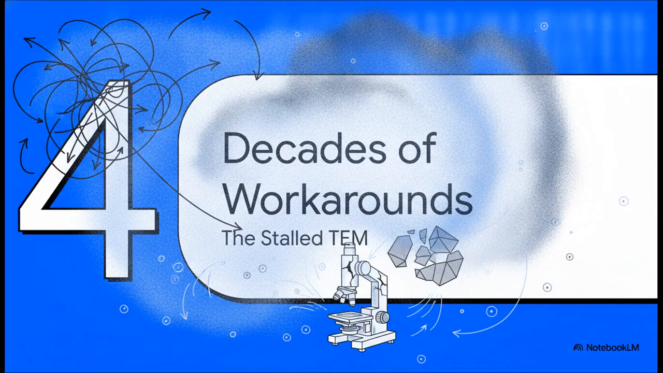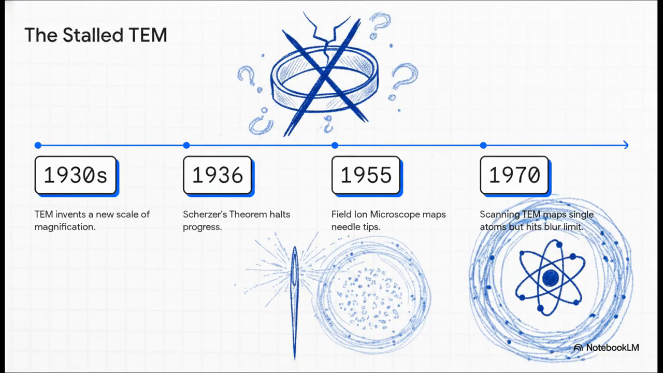And that brings us to part 4, decades of workarounds. Scherzer's rigid mathematical proof completely stalled the quest for true atomic imaging. It plunged the whole field into this long, dark night of the soul. For over half a century, the TEM was practically stuck.